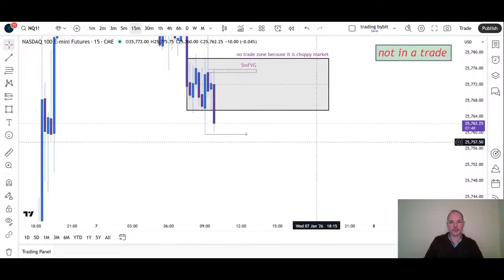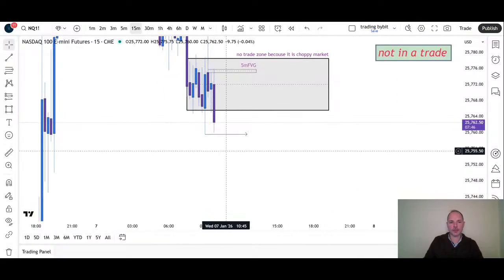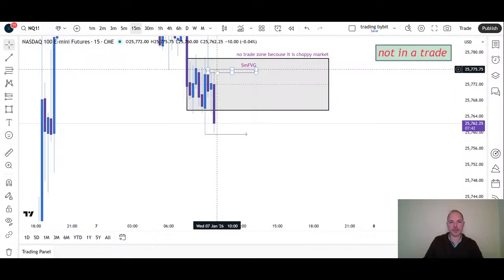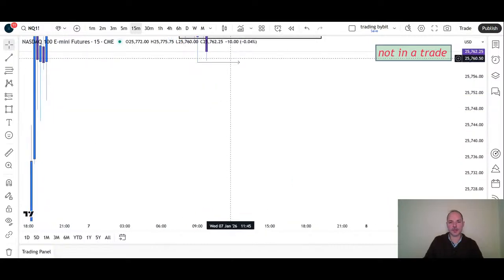So now the good thing is if we fall and we take out our low and we create a 15-minute fair value gap, if we tap that, we can put our high at that 5-minute FVG's high. Short the market down.